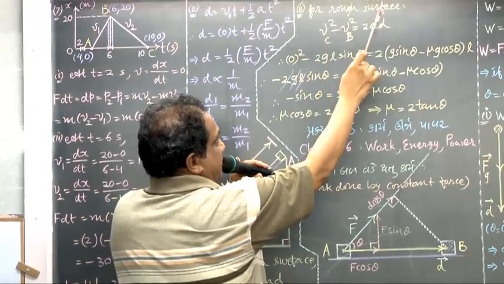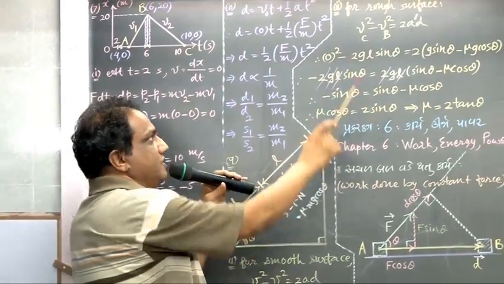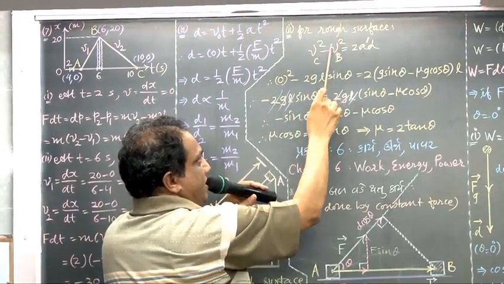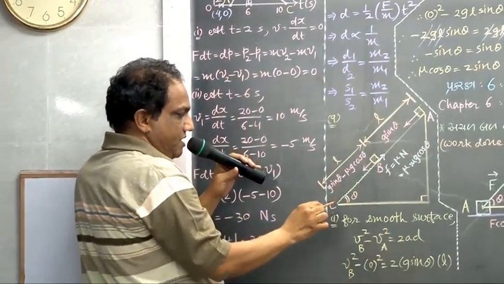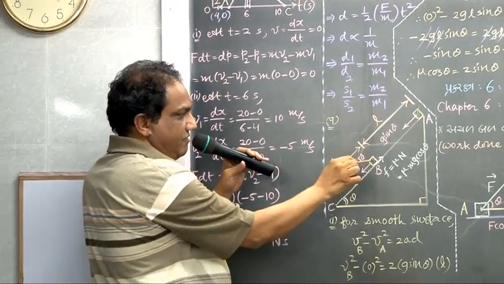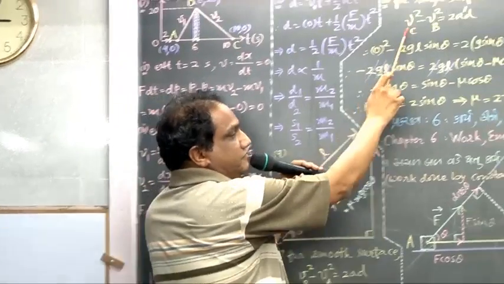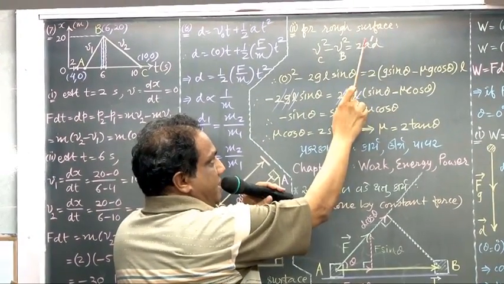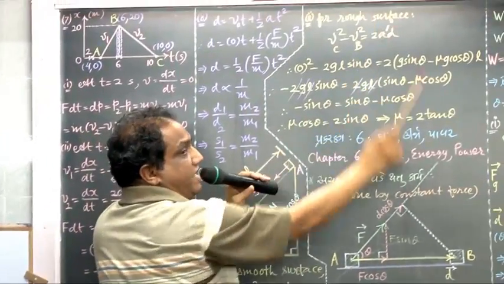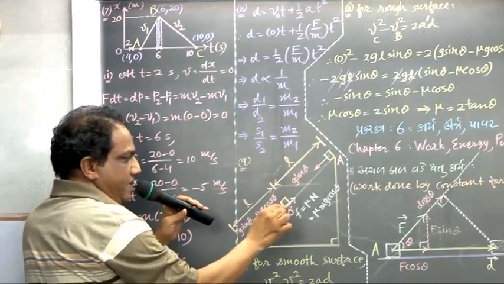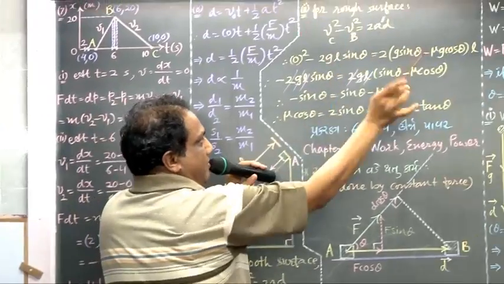Now for the rough surface, from B to C, square of final velocity minus square of initial velocity will be 2AD. When the body is going from B to C, here velocity will be final velocity, here initial velocity. So VC square minus VB square will be equal to 2AD, but now this acceleration is different, so I am giving a different symbol, A dash. And distance between A and B and between B and C are the same, L.